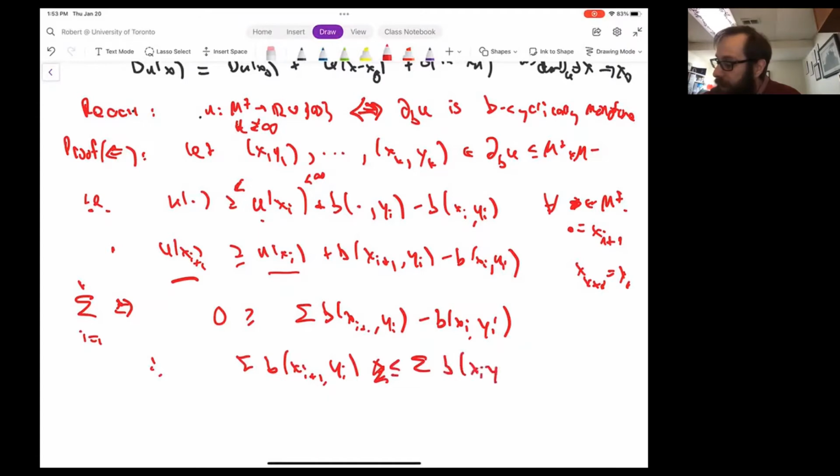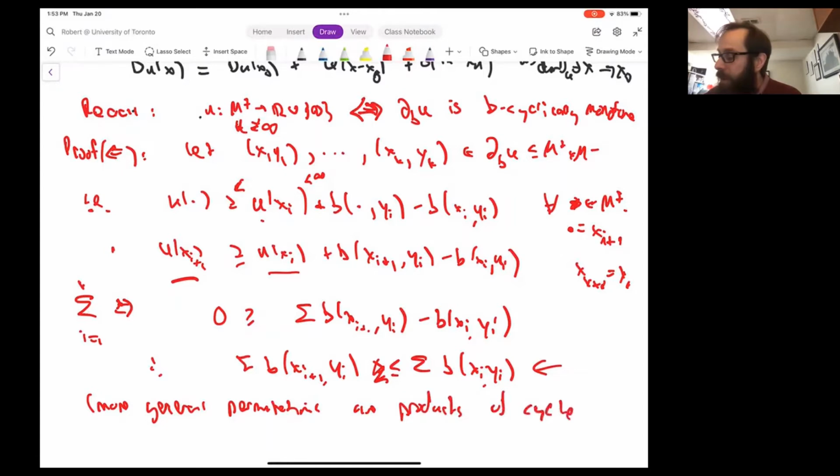And if I look at more general permutations, any permutation can be written as a product of cycles. And so I can apply this several times to get a more general permutation. So actually, people often take this to be the definition of cyclical monotonicity, because more general permutations are products of cycles. So we can forget about them and take for every finite sequence of points this inequality to be the definition of B cyclical monotonicity.